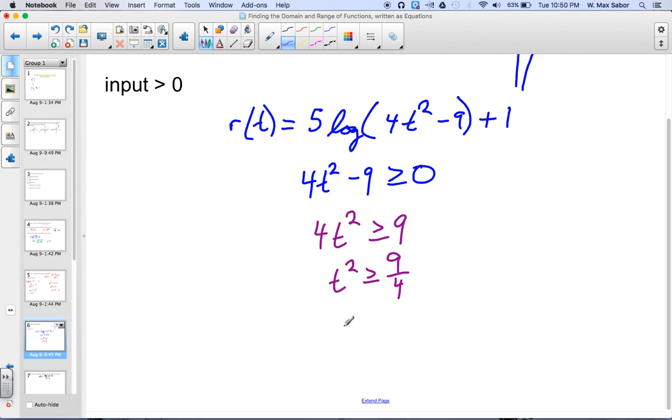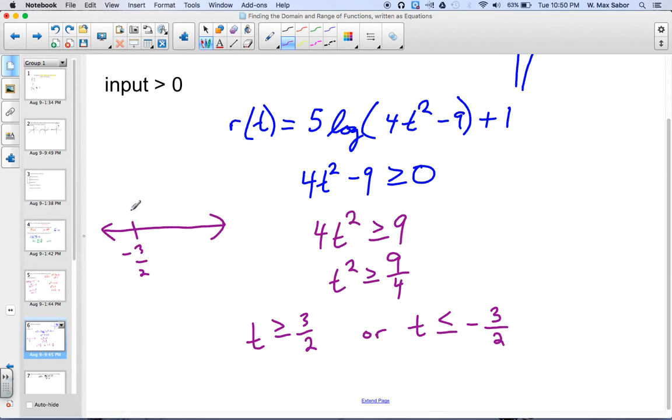And now when we take the square root, we have to take the positive and negative square root. So when we take the positive square root, we get t is greater than or equal to 3/2. And when we take the negative square root, t is less than negative 3/2. So on the number line, that looks like the numbers less than negative 3/2 and the numbers greater than 3/2.